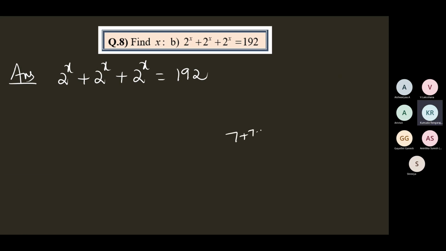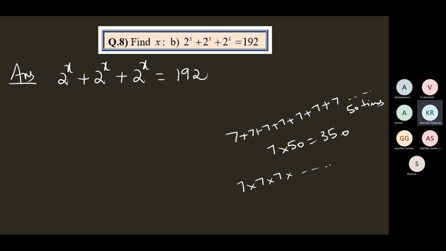What is 7 plus 7 plus 7 plus 7 plus 7 plus 7 plus 7? Say, 50 times. It's nothing but 7 into 50, which is 350. But 7 into 7 into 7 into 7, 50 times, is written as 7 raised to the power 50. Repeated addition is multiplication. Repeated multiplication is written in the exponential form.